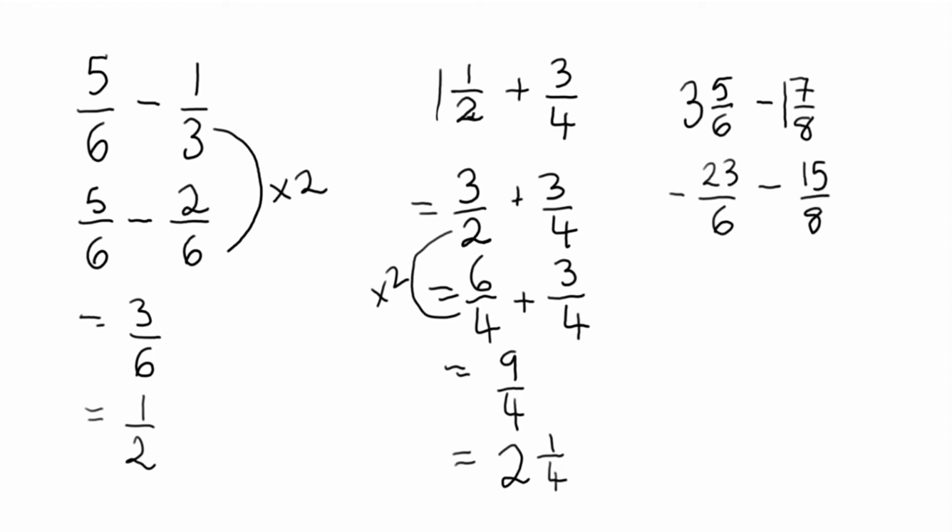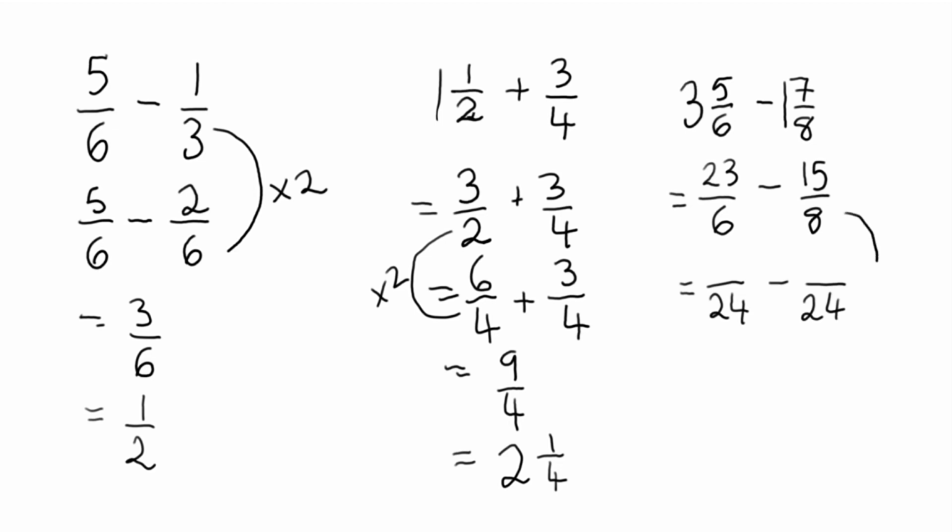Okay, what can we make the denominator? Think of the lowest common multiple of 6 and 8. What number is on the 6 times tables and on the 8 times tables? And try and think of the smallest number. If you couldn't think of any number, you could use 48 because 6 times 8 is 48, but 24 is a smaller number that works. 24 is on the 6 times tables, and it's also on the 8 times tables. So we're going to use 24.